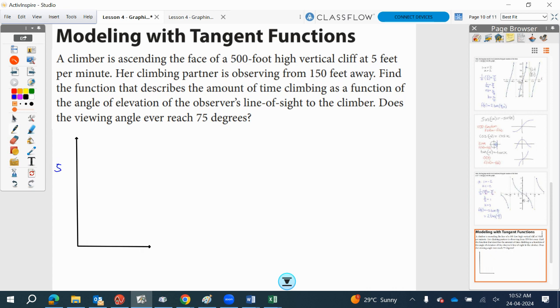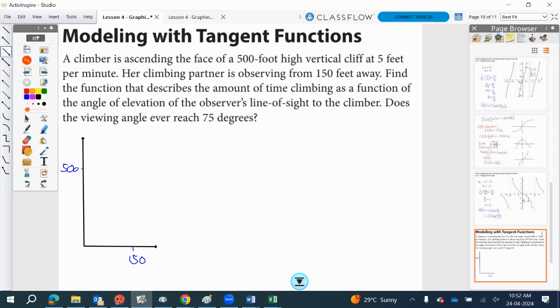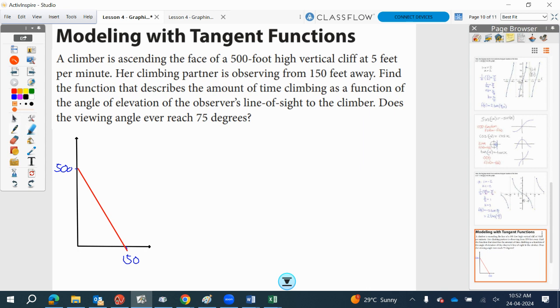So we're going to go up 500 feet up to here. Partner is 150 meters away. She's observing him in that direction, assuming she's of no significant height. Find a function that describes the amount of time climbing as a function of the angle of elevation. So the angle of elevation is this one. We know that the tangent of theta is equal to the opposite over the adjacent.